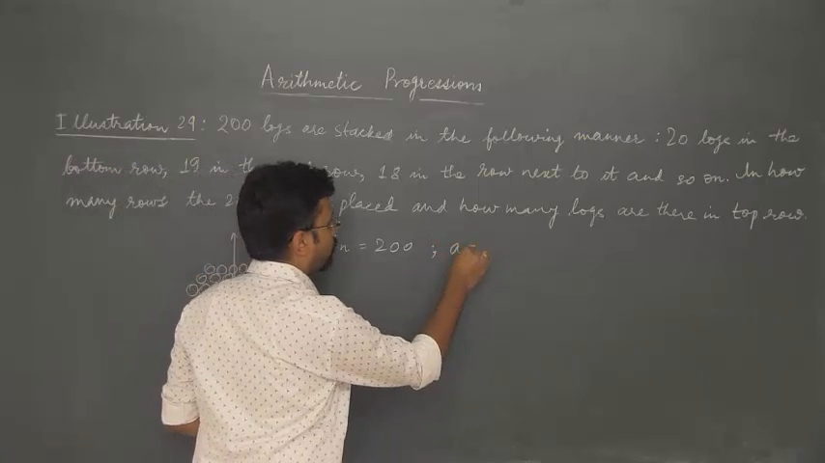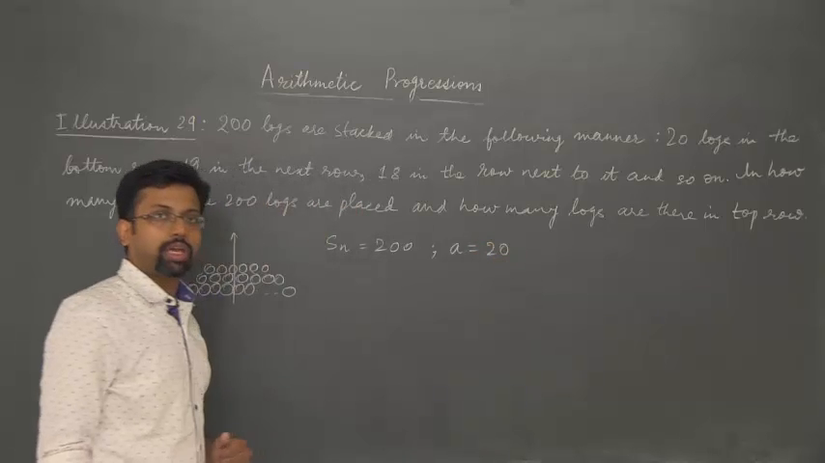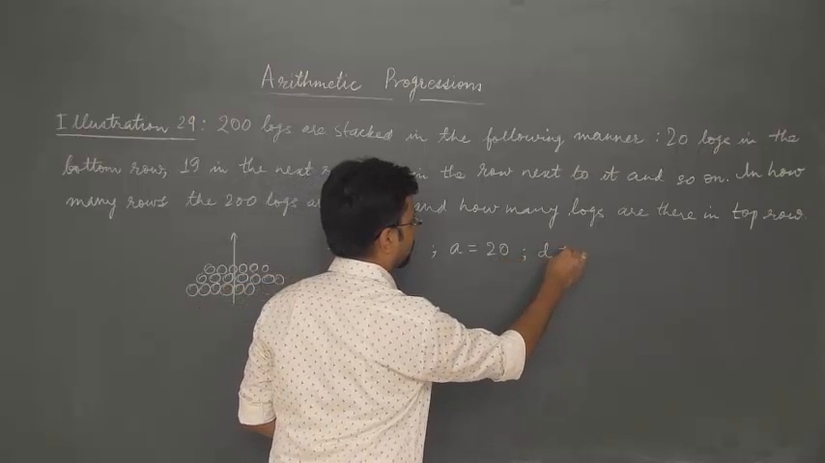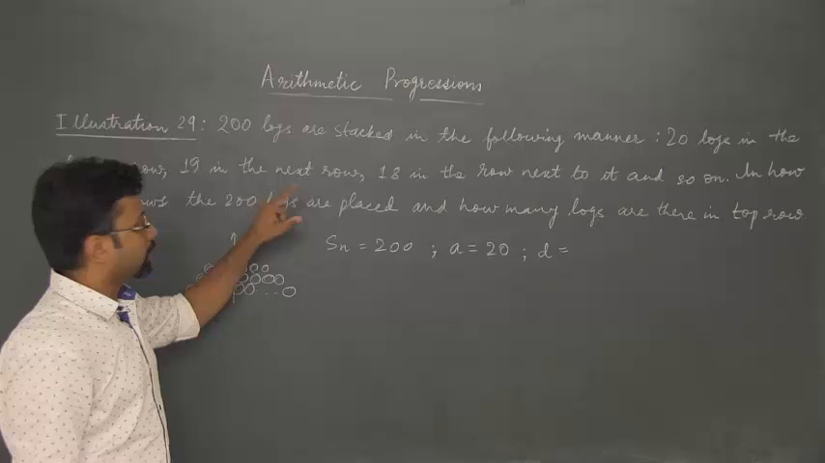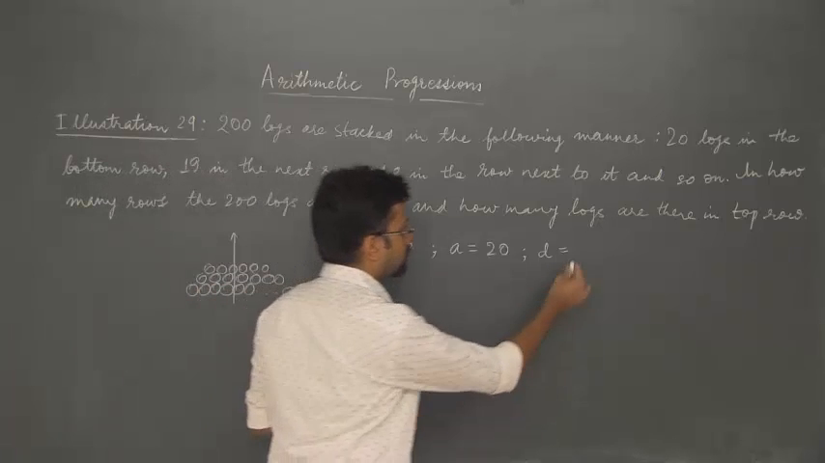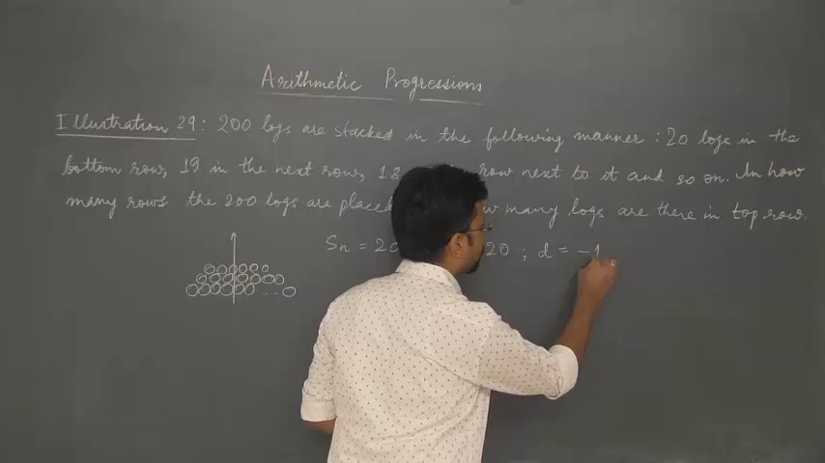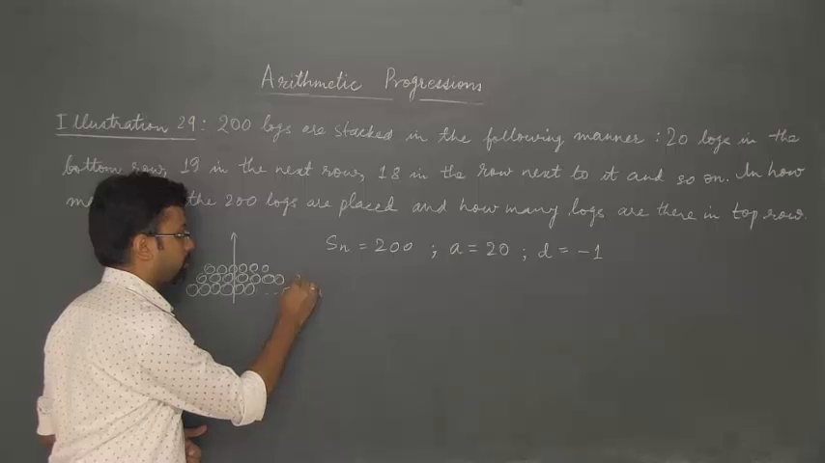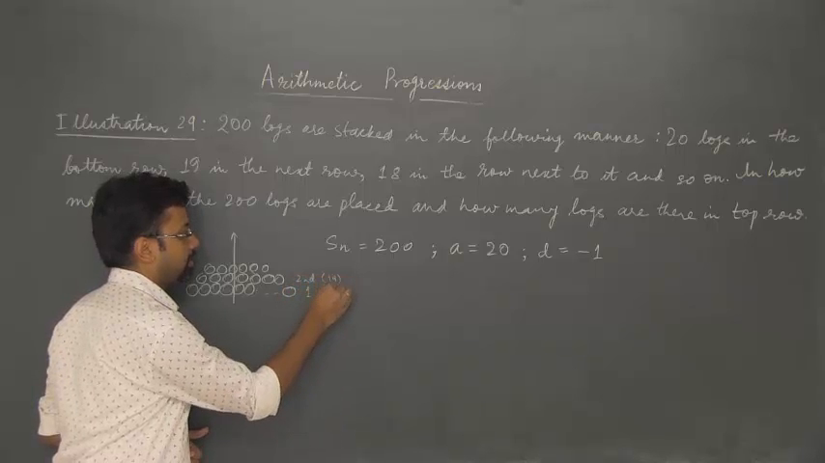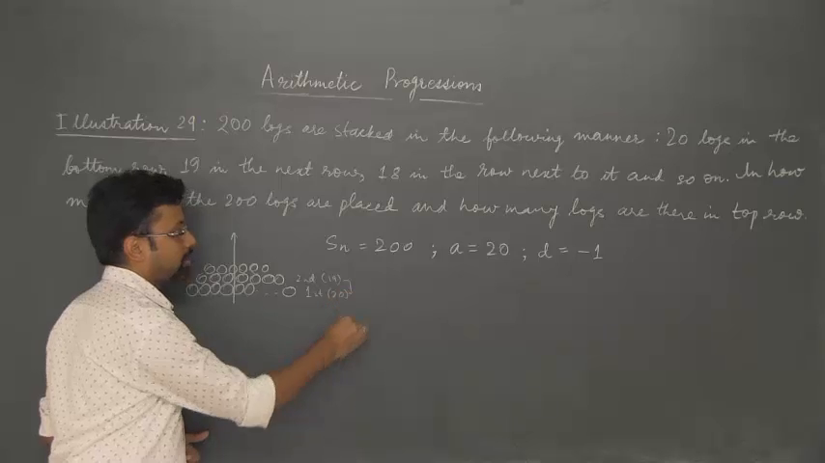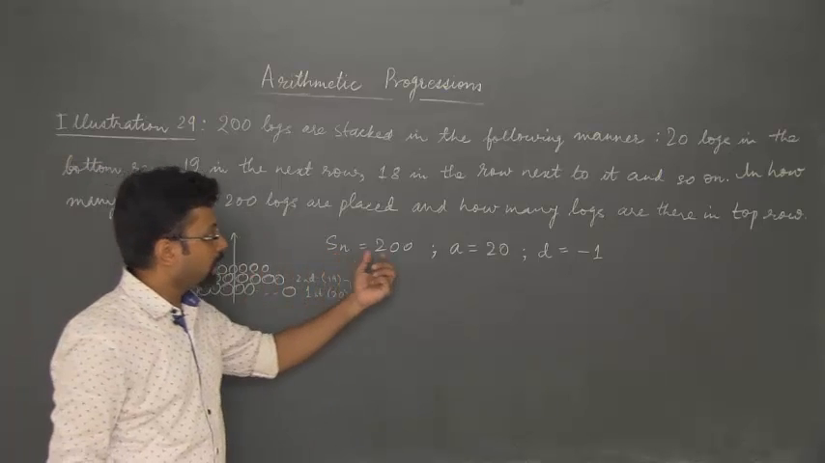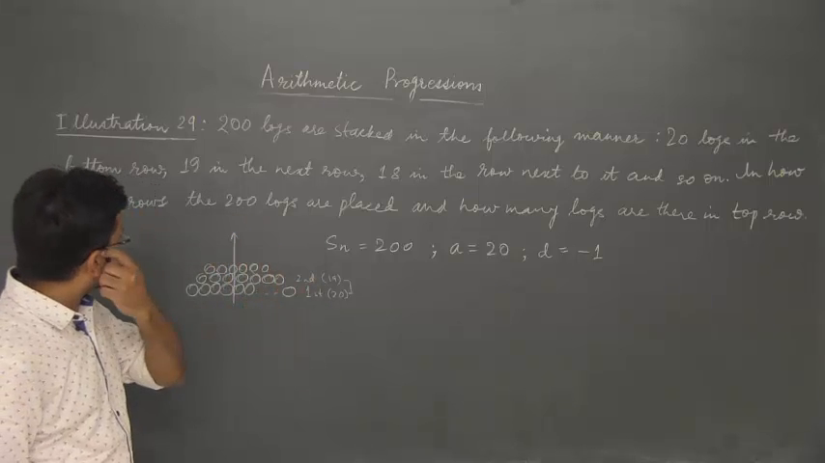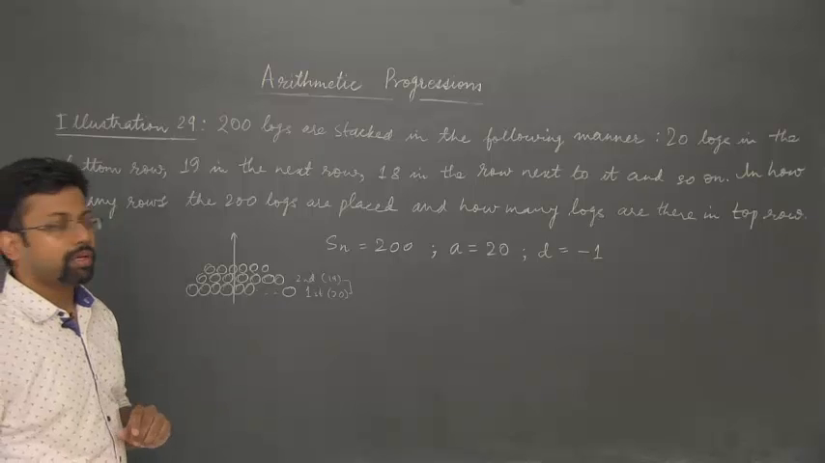The first row will have 20 logs of wood, so a will be 20. The common difference, what will be the common difference? We are going to go on decreasing it by 1. So the common difference would be minus 1 because this will be the first row, this will be the second row, right? The second has 19, the first one has 20. So 19 minus 20 would give you minus 1. So you have this particular relation. And we go on adding it and we have to reach a point wherein we get 200.